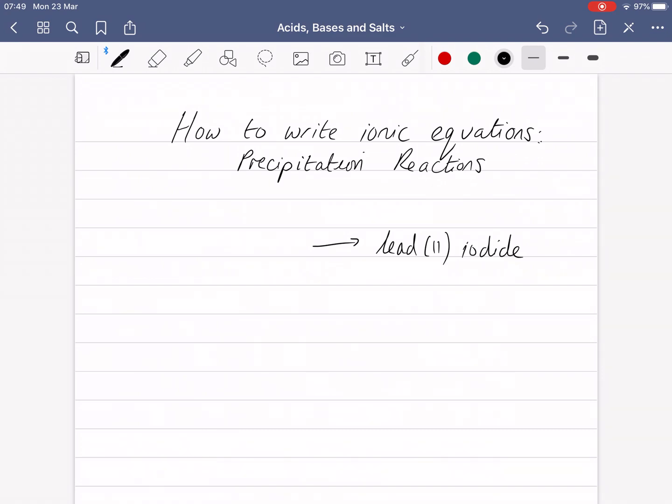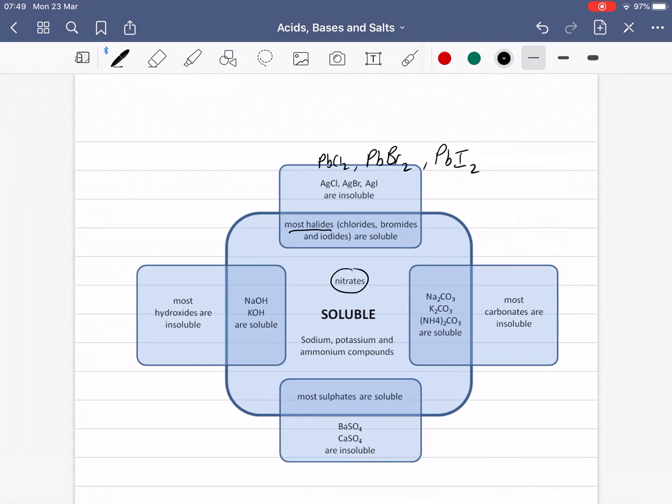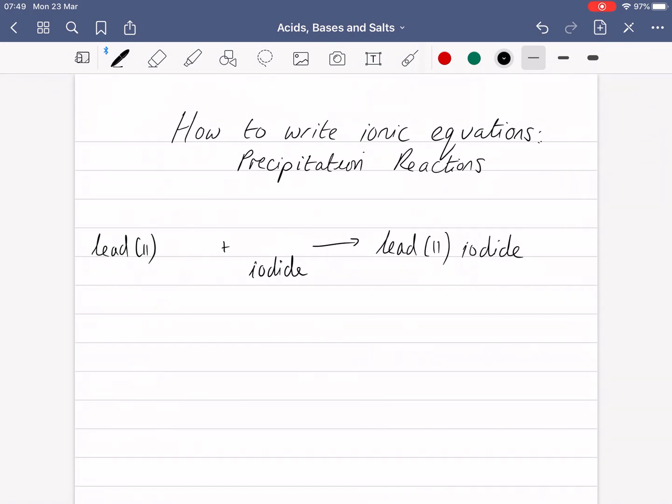So how do we make precipitates? We've covered this before. You make a precipitate by mixing 2 salts. So I need a lead(II) salt and I need something containing iodide. Well, again, if I go back to my solubility rules, I know that all nitrates, which is NO3 minus, are soluble. So the best thing you can do is use lead(II) nitrate.